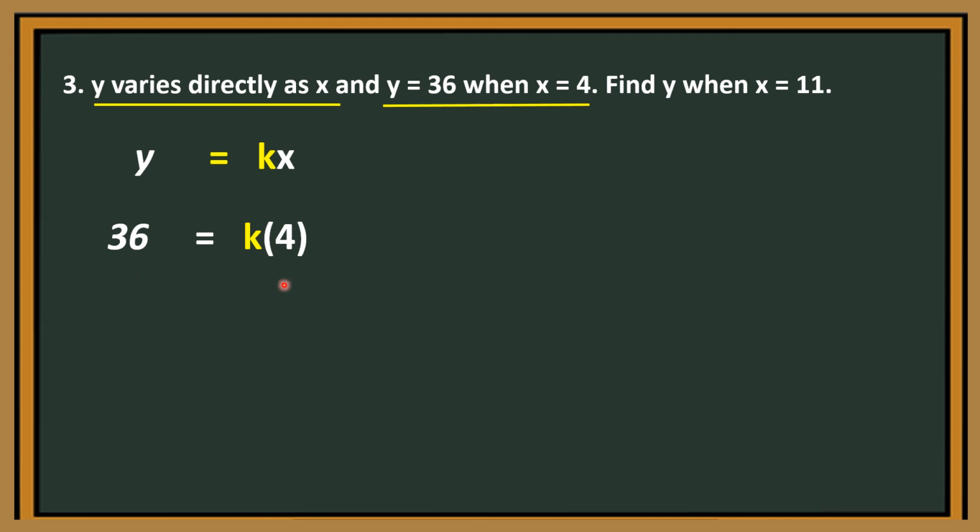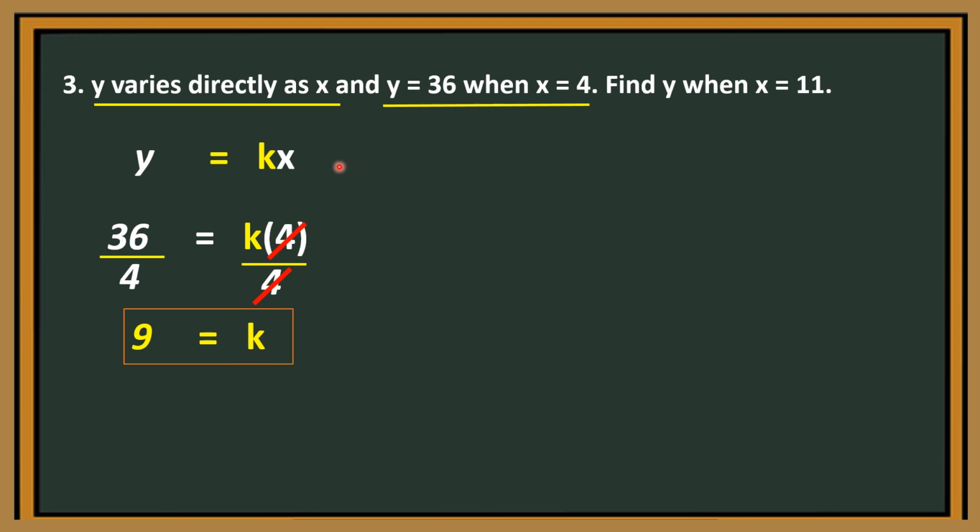Then solve for k by dividing both sides by 4. You can cancel 4. Then on the right side, k is left. Then 36 divided by 4, that is 9. Therefore, k is equal to 9. So, since we now have the constant, we can solve now for y.